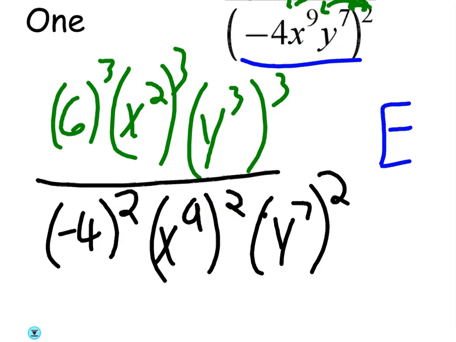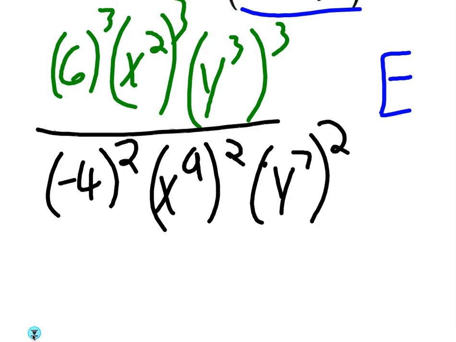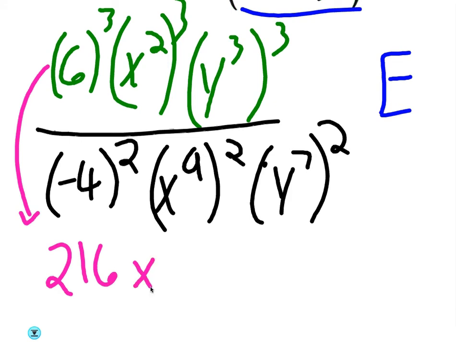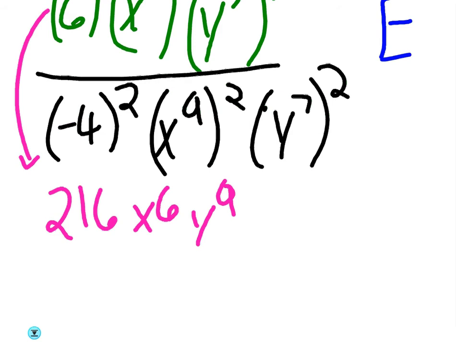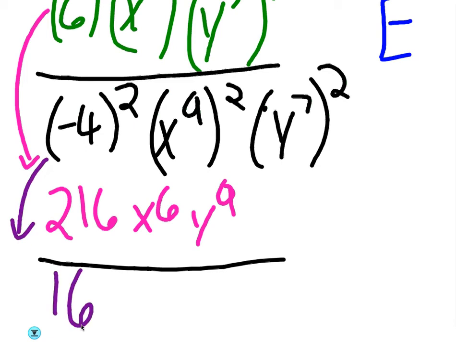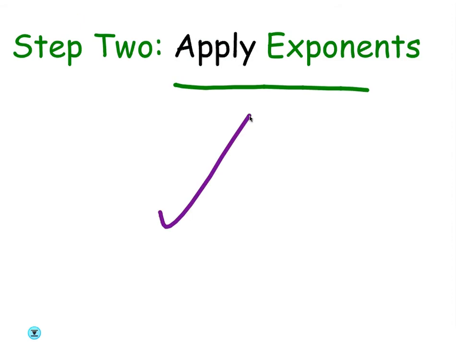So what's 6 cubed? Does anybody remember? Good job. So the 6 cubed becomes 216. And then x squared to the third becomes x to the 6, right? Multiply. And that's y to the 9th. Okay, and in the bottom, we're going to have 16, x to the 18, y to the 14. Okay, so we can check the exponent step off.